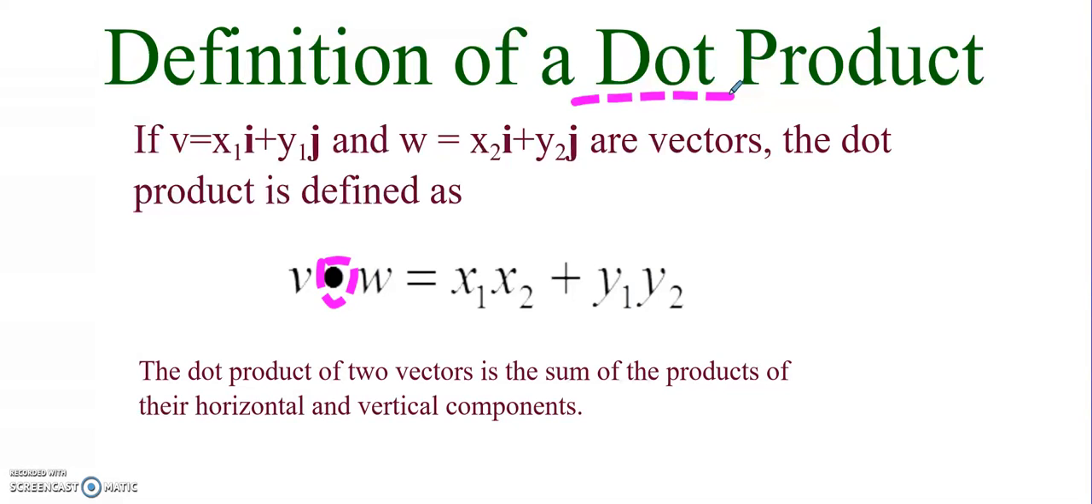If I have two vectors and I multiply their corresponding components and then add those results together, I get what I call the dot product. So the dot product of two vectors is the sum of the products of their horizontal and vertical components.